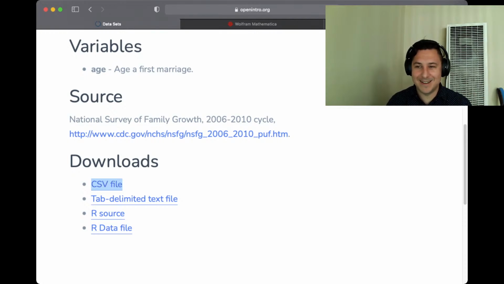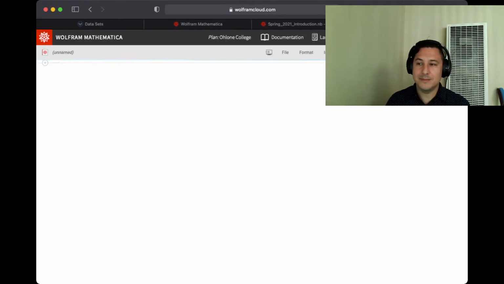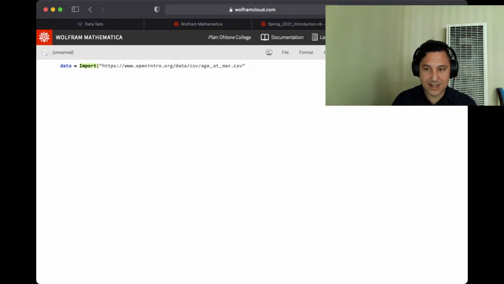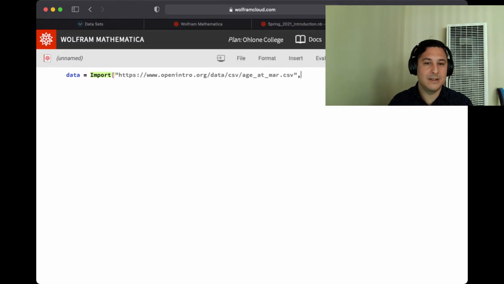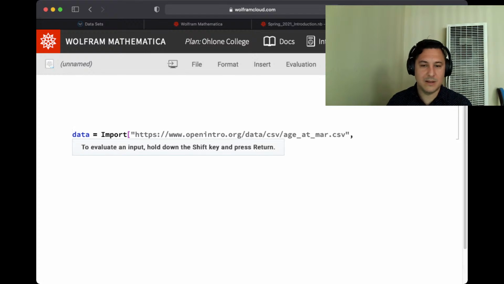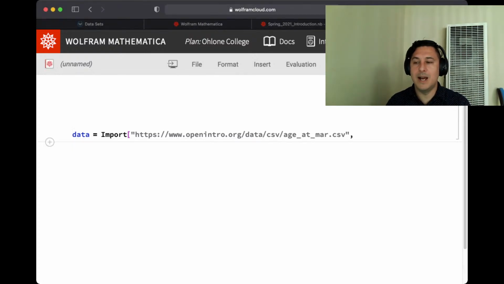Now I'm going to go over to Wolfram. I'm going to make a new notebook. And I'm going to say my data equals import, and I'm going to paste in that link. Let me make the font a little bigger so you can see it. Zoom in. Can everyone read that fairly nicely now? Okay, so what else do I have to type after I put the link?